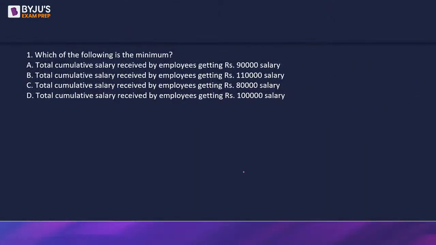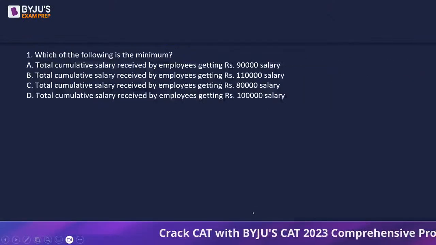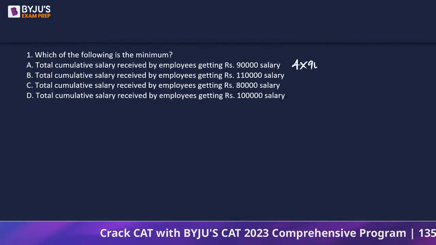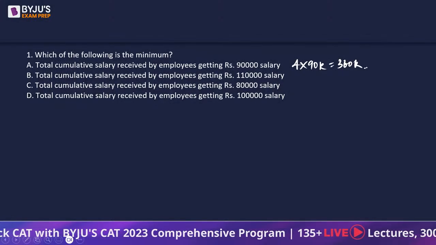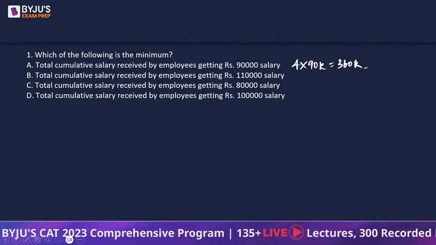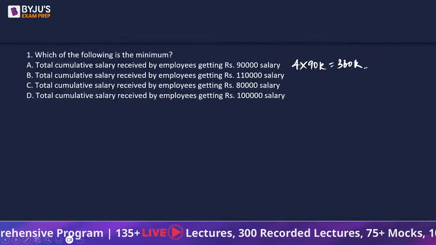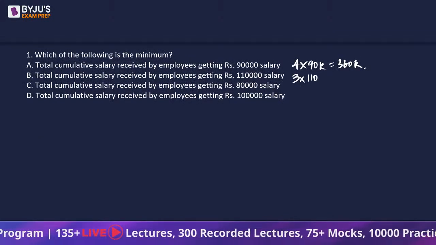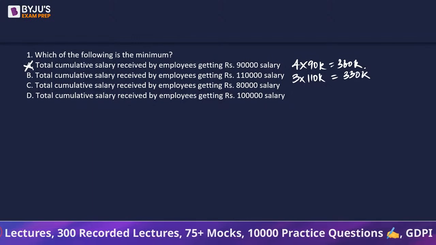Which of the following is the minimum? Total cumulative salary received by employees getting rupees 90,000 salary. If we look at the 90,000 salary, there are 4 employees who get 90,000. So can we say 4 into 90,000, that is 360,000 total salary. Option B says cumulative salary received by employees getting 110. If we look at 110, there are 3 employees each getting 110. So this is going to be 330. So A is not the minimum.